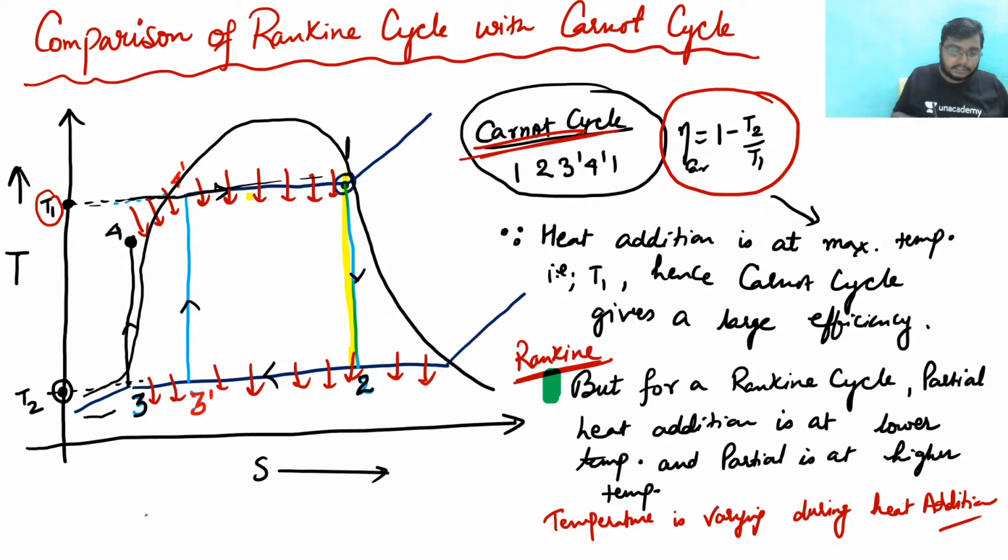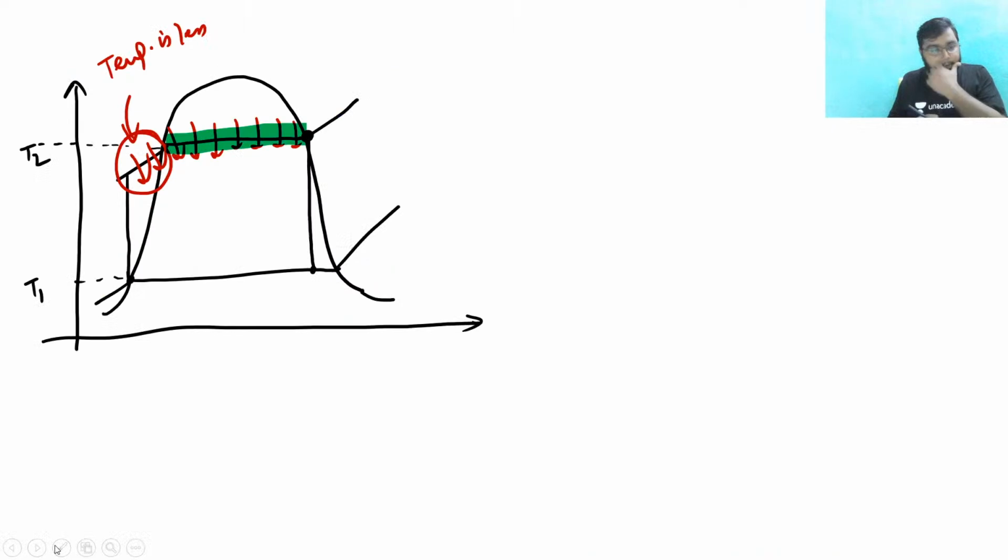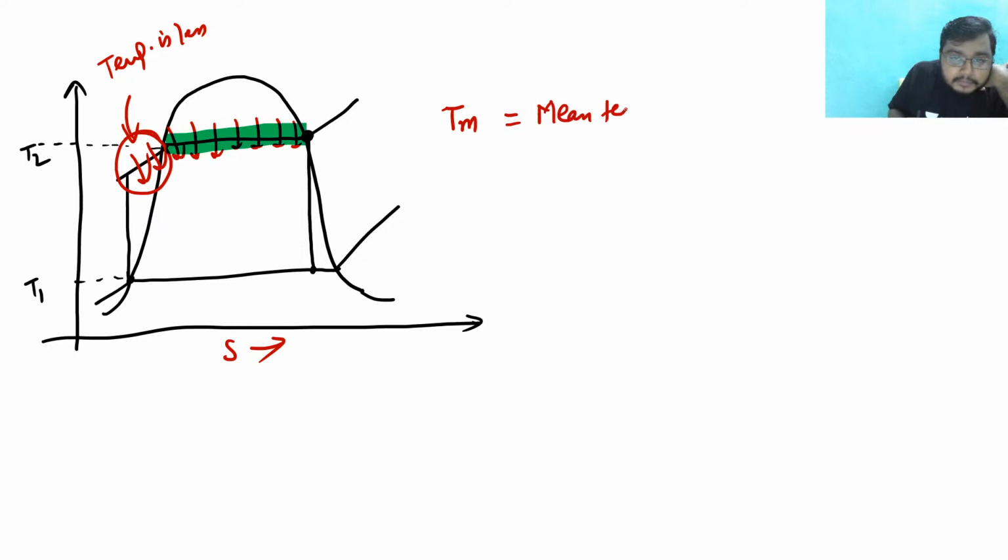Clear? Now see here, if this is a T-S plot, and somehow I consider these things as Tm, let us assume Tm, that is the mean temperature of heat addition.